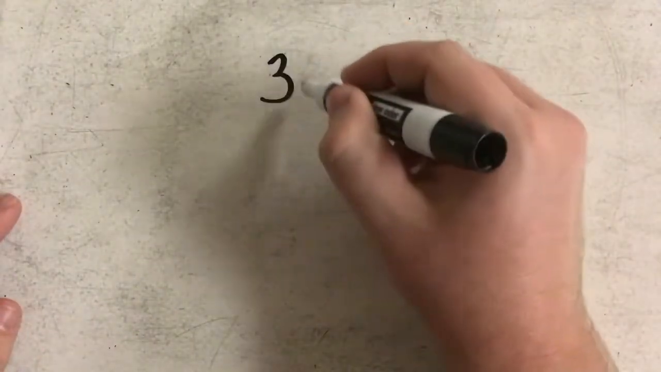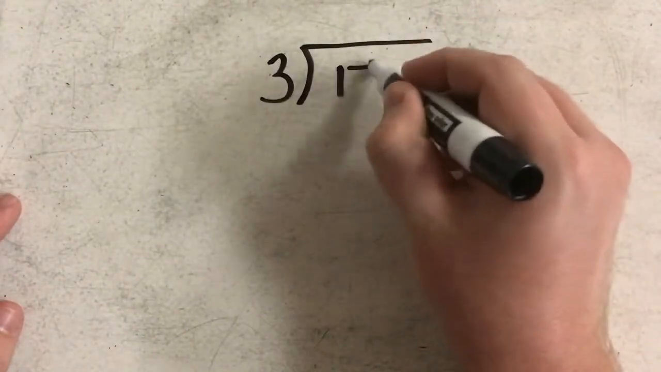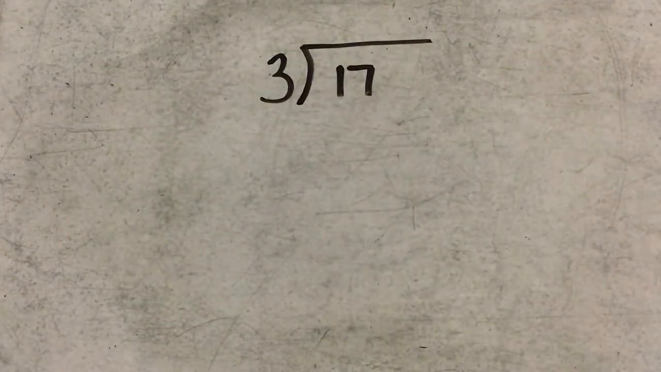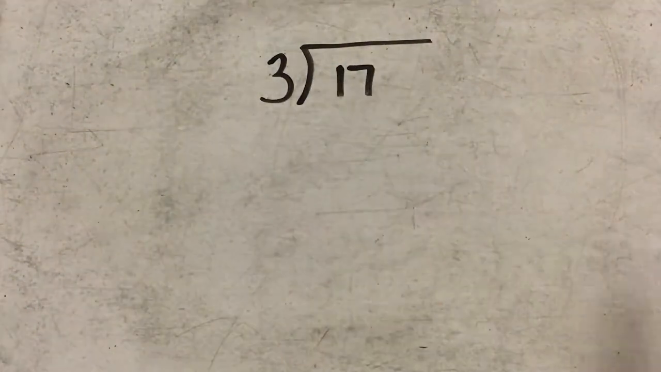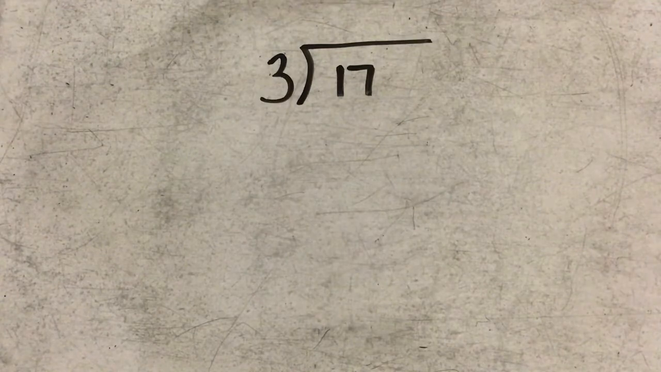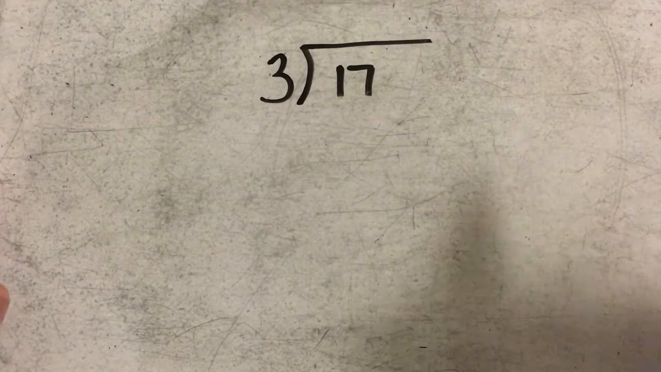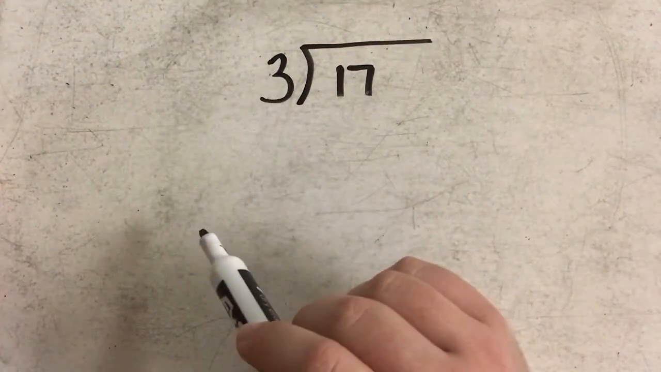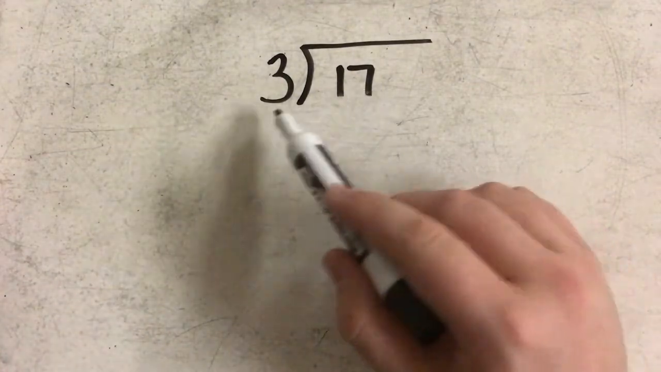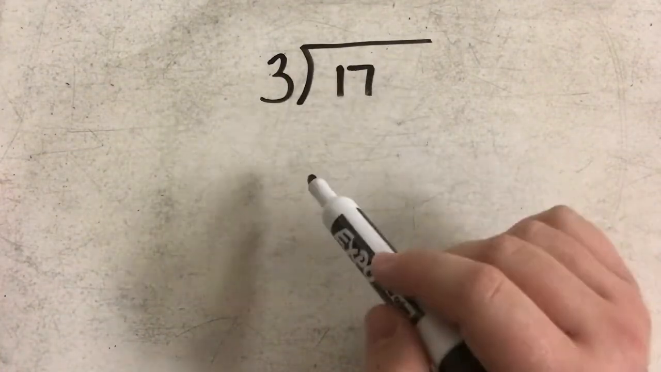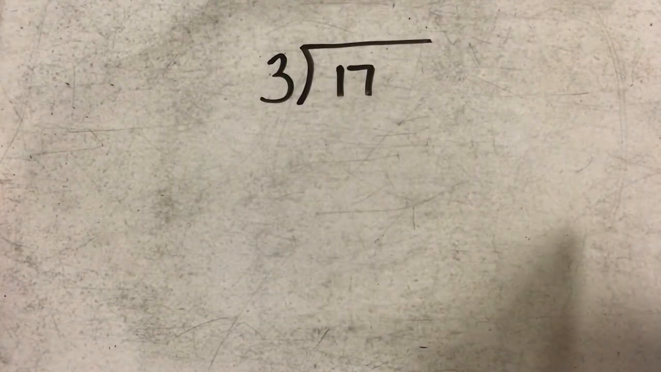Take a look at another example. In this example, we're going to divide 17 by 3. And again, that 17 could be cookies, they could be pencils, they could be really anything that I'm trying to make equal groups of 3 out of. And I want to know how many equal groups of 3 I can make from that 17.